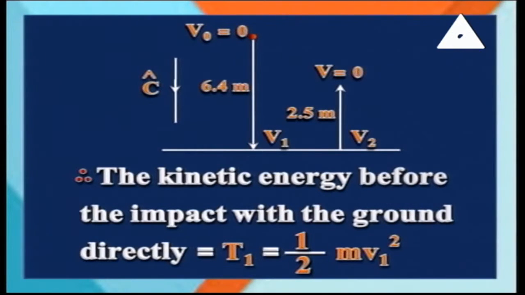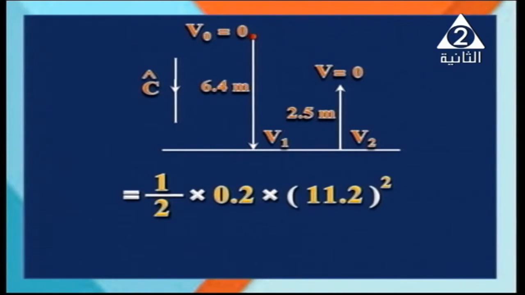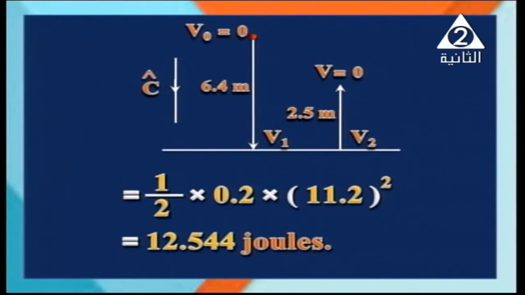What is the value of m1? 0.2, V is 11.2 squared. Then the kinetic energy before impact with the ground is 12.544 joule.